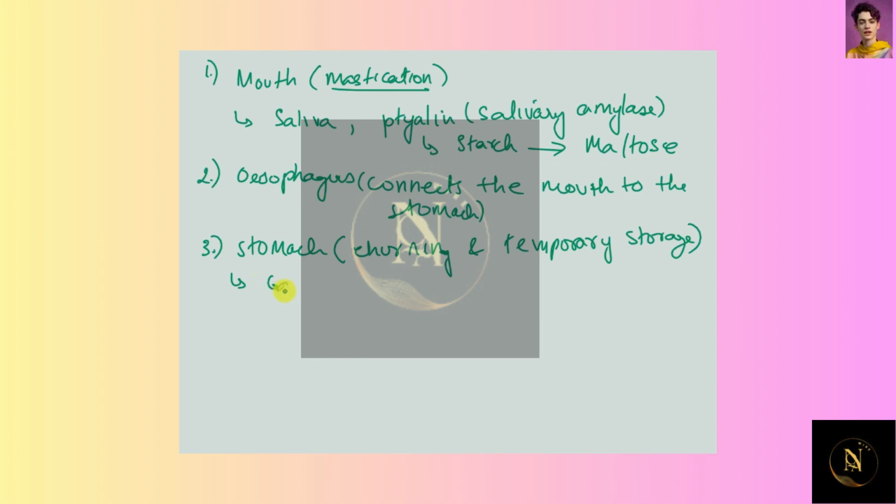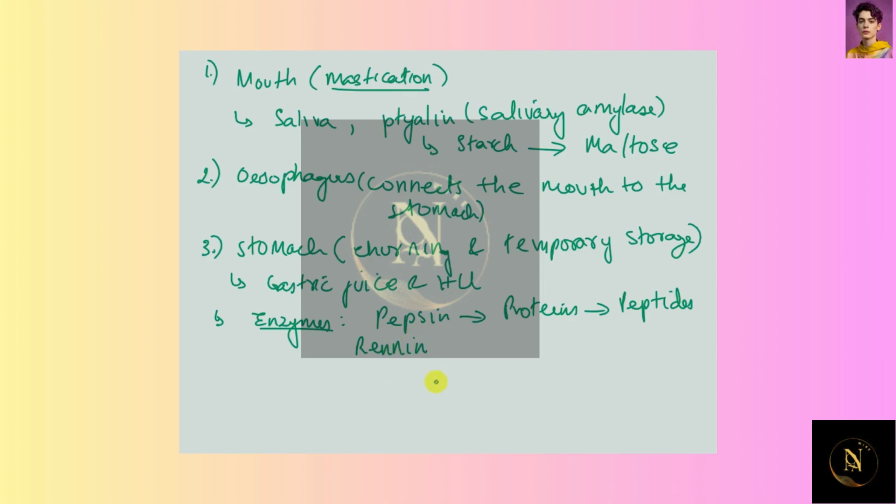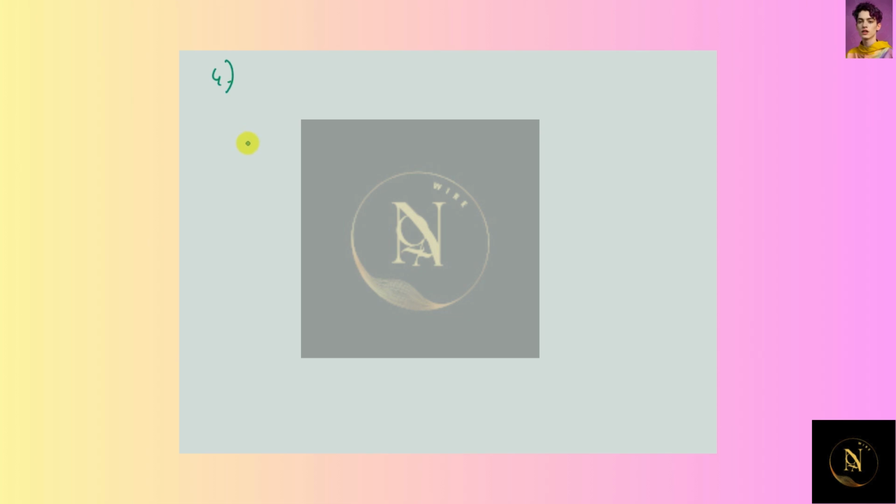The stomach secretes gastric juice and hydrochloric acid. It also secretes enzymes such as pepsin, which acts on proteins to produce peptides. It also produces renin. In case of infants, renin digests casein present in milk. Then in the stomach, the food is stored for a few hours and then it goes to the small intestine.